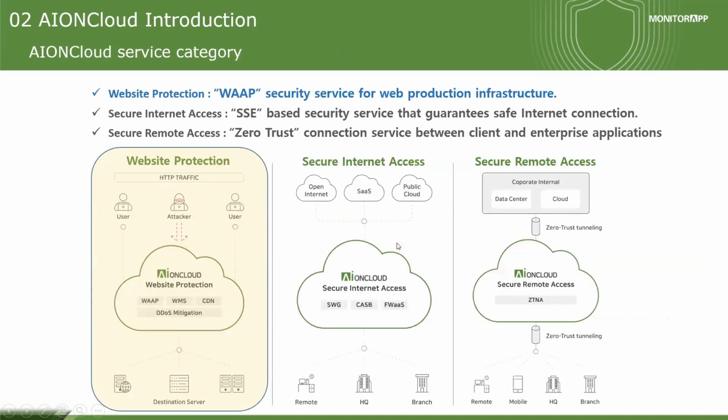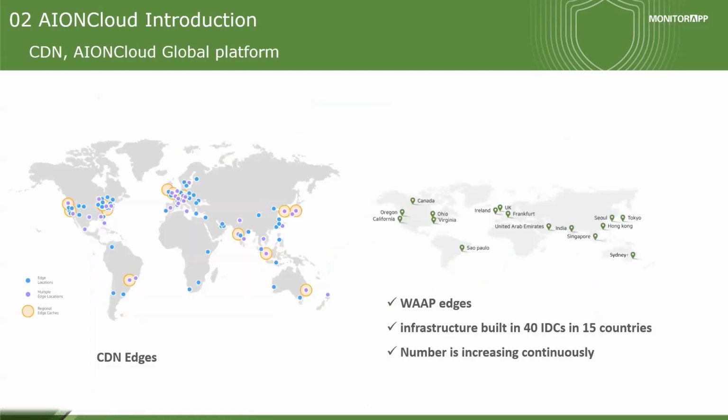That's Ion Cloud. Ion Cloud provides three service categories. The first one is website protection. The second and third are zero trust based outbound traffic control services. Today we will focus on website protection. Here is the map of the CDN edges and our web application firewall edges. Our infrastructure is globally distributed and provided without regard to country or location.